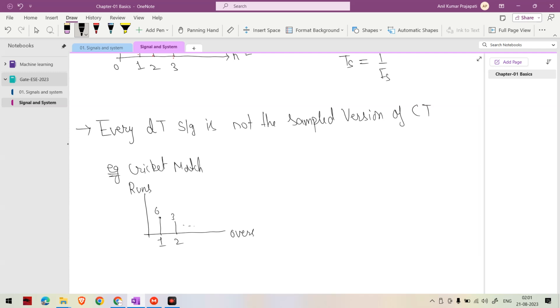Another example you can take is the measurement of temperature at every 1 hour, or 2 hours based on your requirement. So you will get the discrete time signal directly, basically. So this is the other type of signal we studied, discrete time.